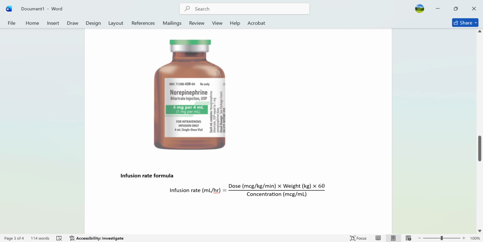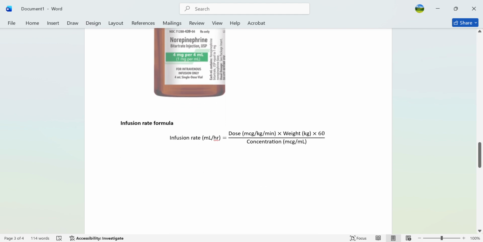So today we are going to discuss how to calculate infusion rate for norepinephrine, which is also known as noradrenaline. Now we know that this is the 1 ampule, and as per its label, 1 ampule contains 4 milligram of noradrenaline per 4 ml. Now, if you're going to calculate infusion rate, there will be a formula, and the formula is this one: the dose multiplied by weight of the patient multiplied by 60 divided by concentration.